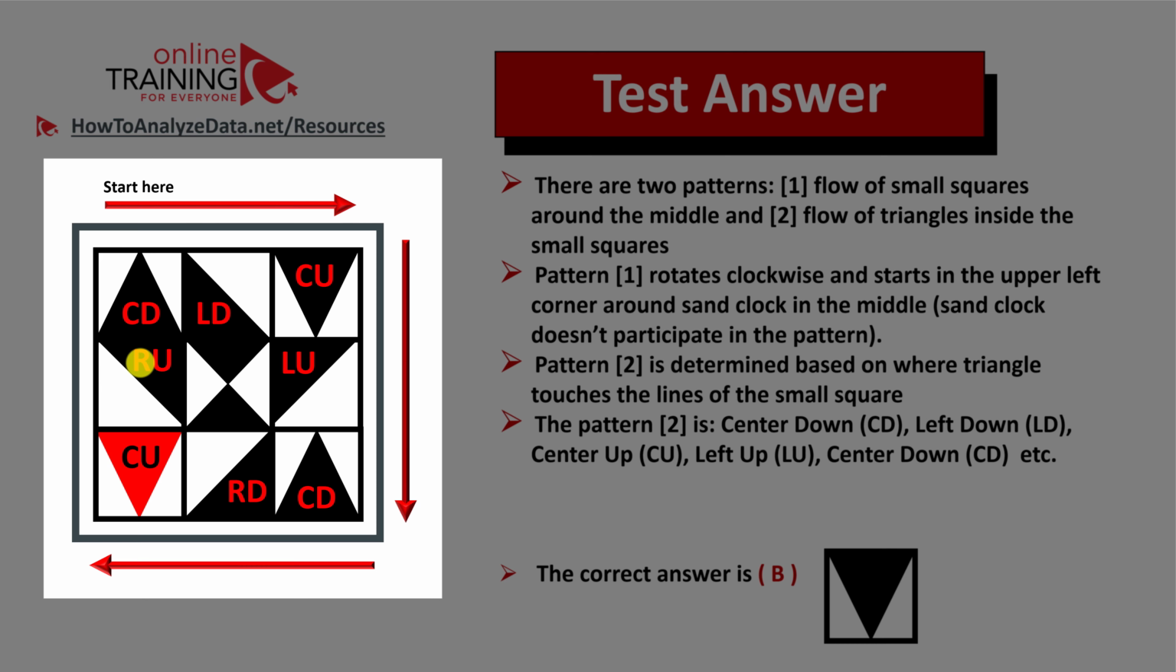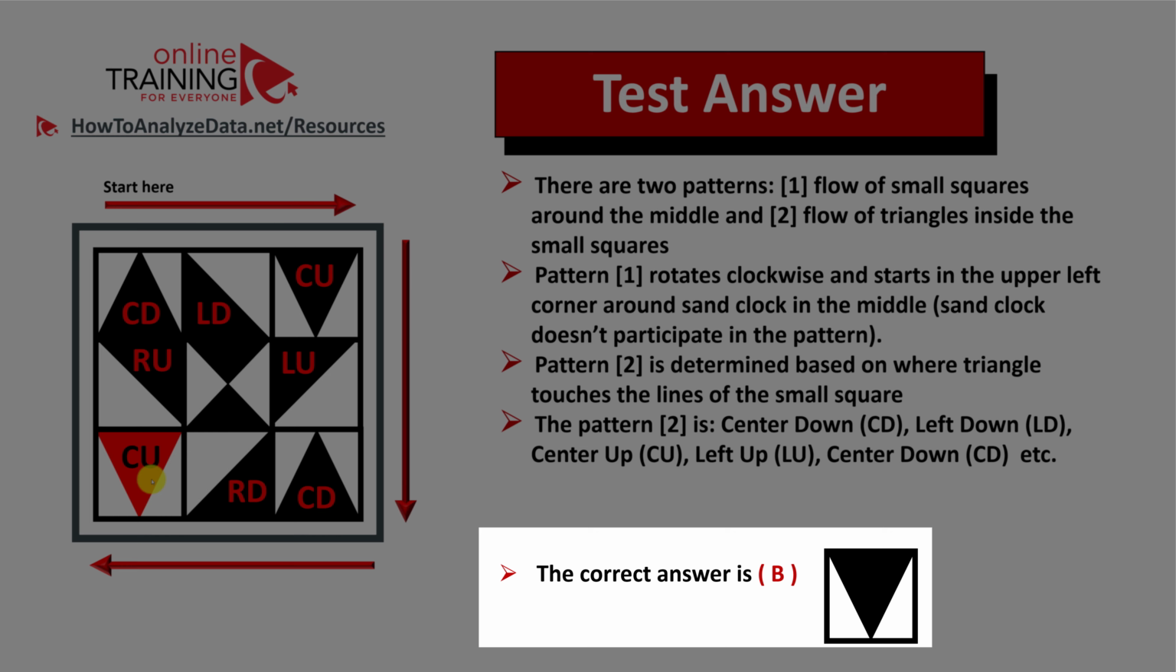And pattern 2 is determined based on where a triangle touches the lines of the small square. For example, the triangle in the upper left corner touches the lines of the small square in the center, you see on the top, as well as down at the bottom. The next one touches on the left and down. The following one touches at the top and also in the center. And you can continue this pattern to determine the missing item, which is choice B.